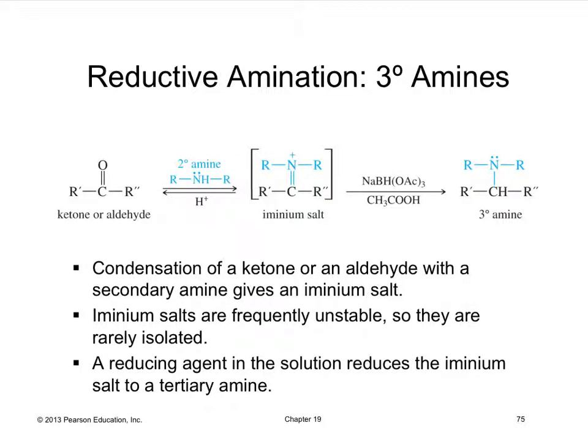You can also generate a tertiary amine by taking a ketone or aldehyde, this time reacting with a secondary amine, forming the aminium salt, and then reducing specifically with this NaBH(OAc)3 in the presence of acetic acid, shown here. This will generate the tertiary amine.